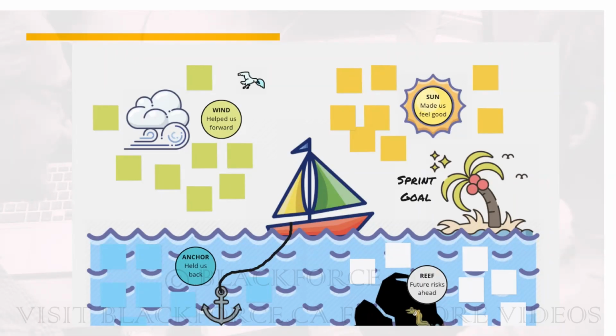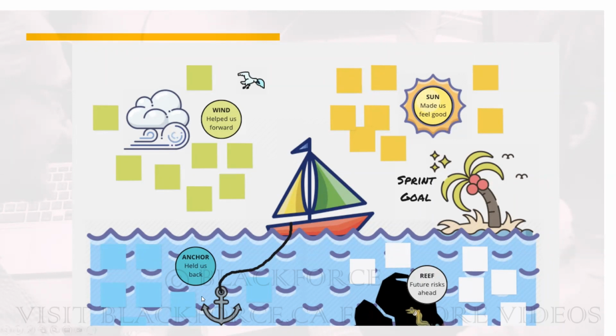We call this a sailboat retro type. It talks about the sun. During that sprint, what made us feel good? The team will put them in these boxes. Wind: what helped us to move forward during that sprint? The team will highlight what helped us to move forward.